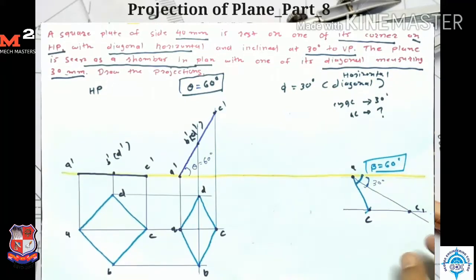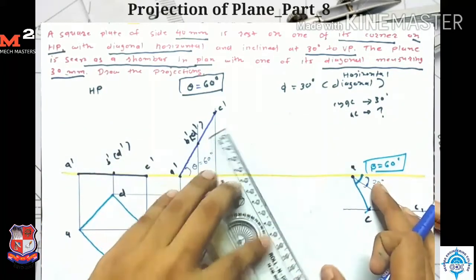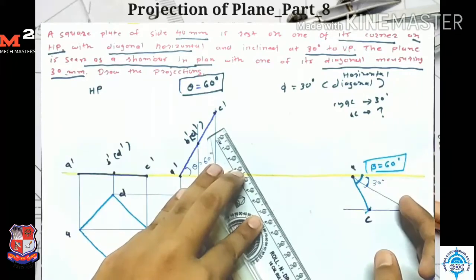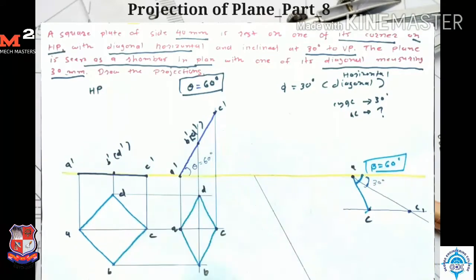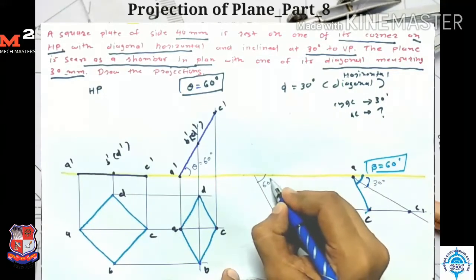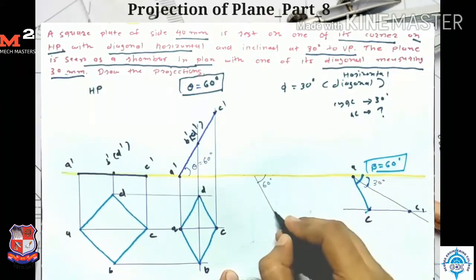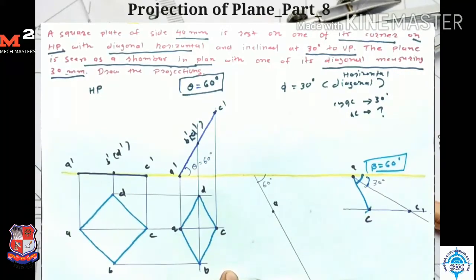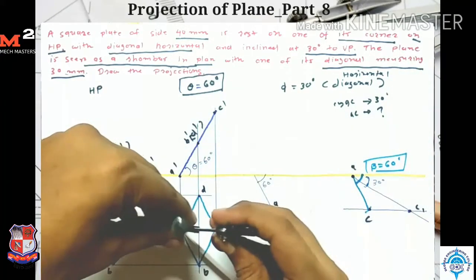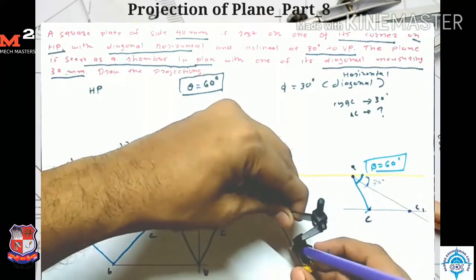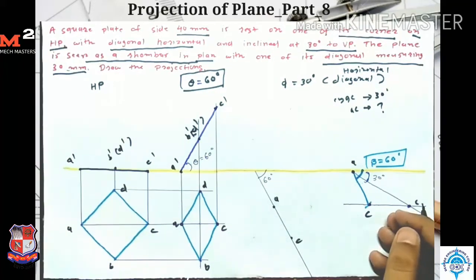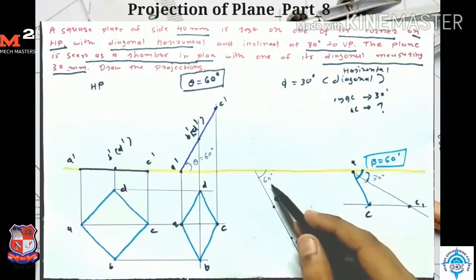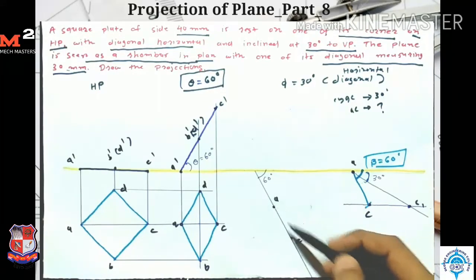Now for drawing the top view in the third stage, first I draw one line at an angle of 60 degree right here, because we draw the diagonal AC at an angle of 60 degree. This angle is equal to 60 degree. Now I mark the point A here. Now I measure distance AC, take A as a center and draw one arc here. So here I get my point C, because this diagonal AC makes an angle of 60 degree. In this way I draw this diagonal AC.